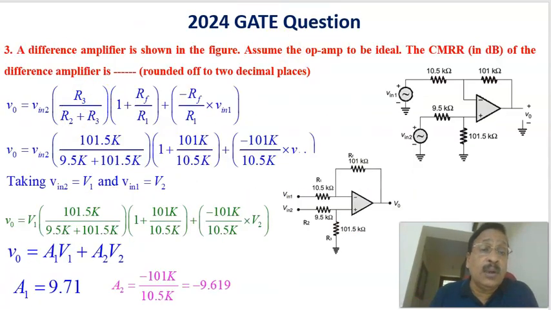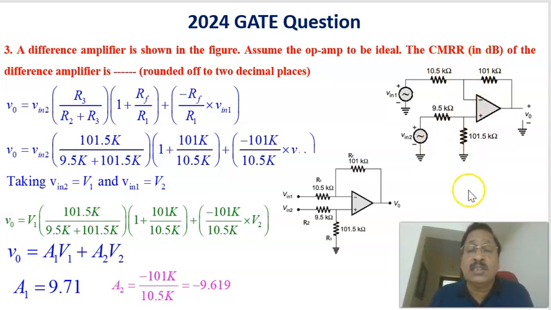Now, let us take the third problem, a 2024 GATE question. A difference amplifier is shown in the figure. Assume the op amp to be ideal. The common mode rejection ratio in decibels of the difference amplifier is to be rounded off to 2 decimal places. Therefore, this is the difference amplifier, and it is asked to find the common mode rejection ratio.